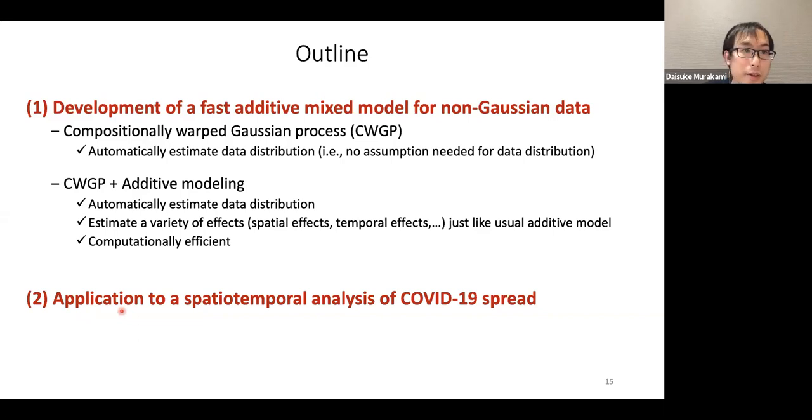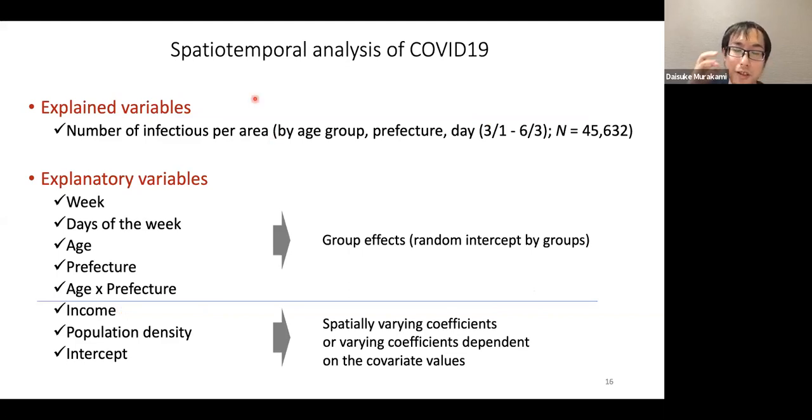Okay, so in this analysis, I basically try to find some determinants of COVID-19 spread, I mean the number of infections. The explained variable is the number of infections per area by age group, by prefecture, by day. Because of the many categories, the sample size is 40,000. In this study, I tried to estimate the impact from week, day of the week, age, prefecture, and the cross effect of age and prefecture. From these variables, I assume group effects, so I estimate group effects from these variables.